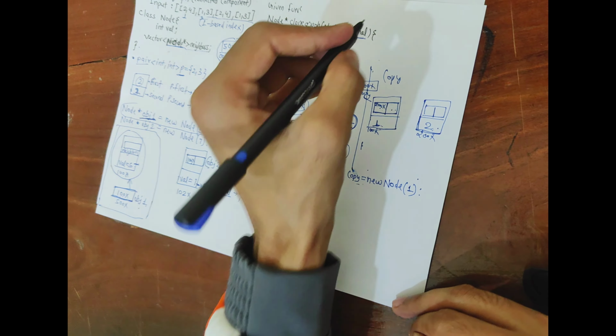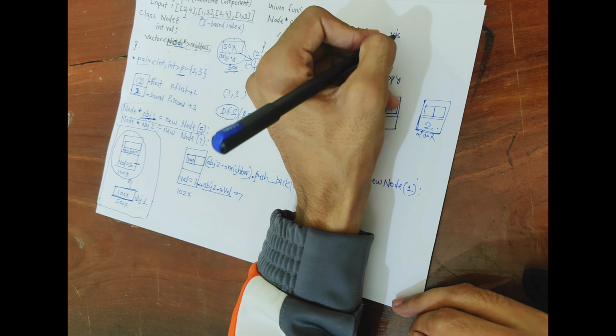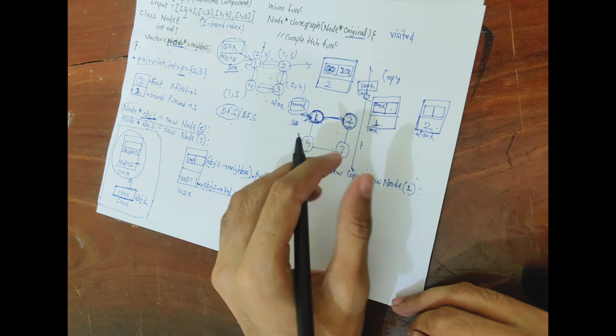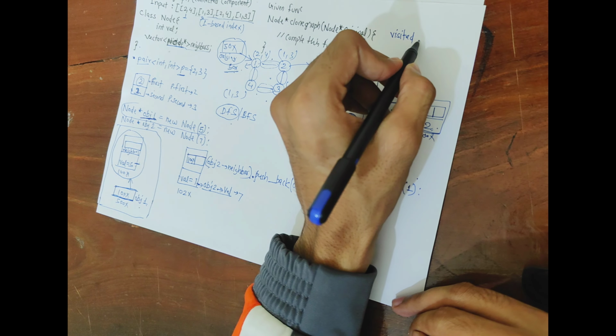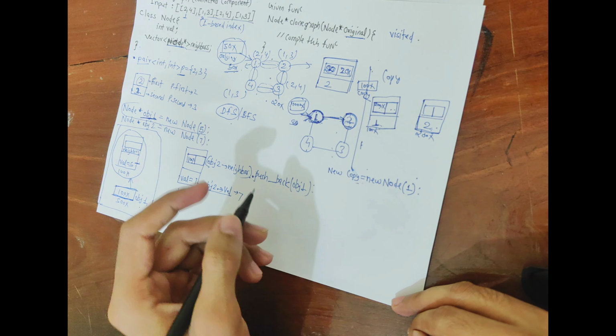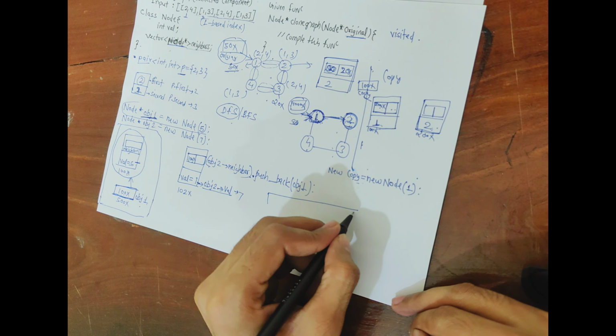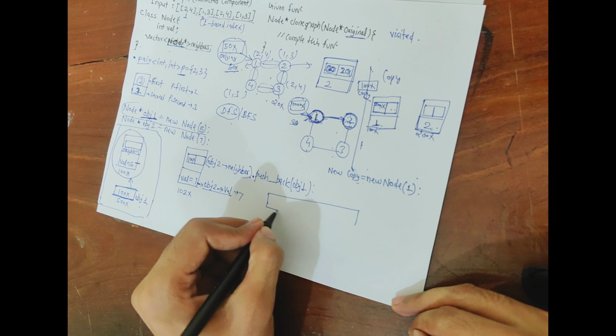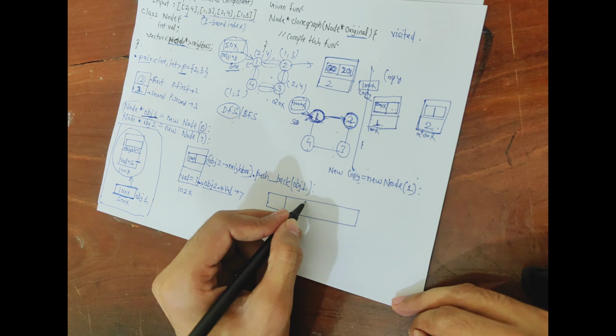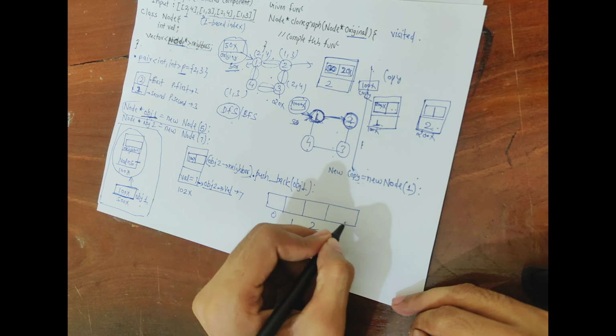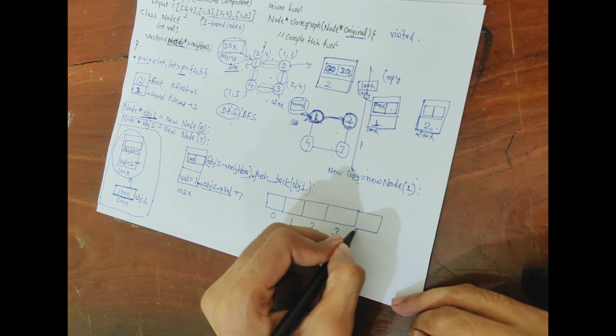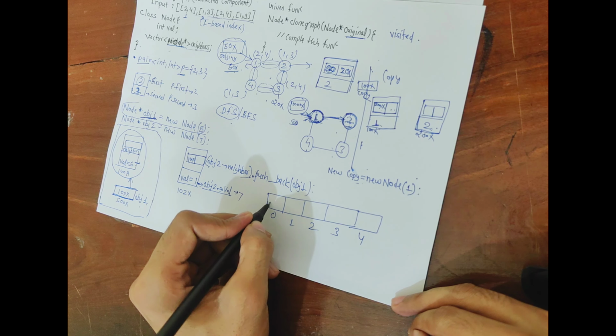We need to maintain a visited vector. And what should be the type of that visited vector? Let's say we consider it as Boolean type. So 0, 1, 2, 3 and 4. Initially I set it to false.